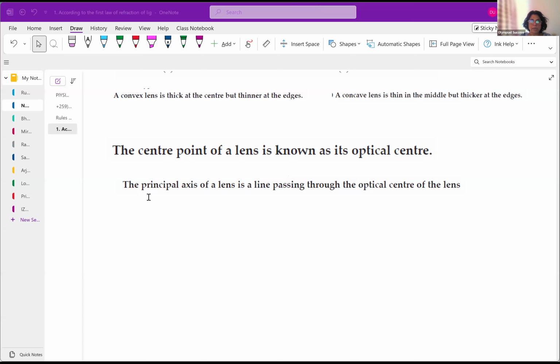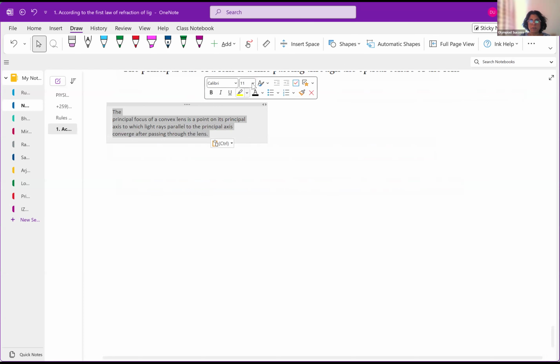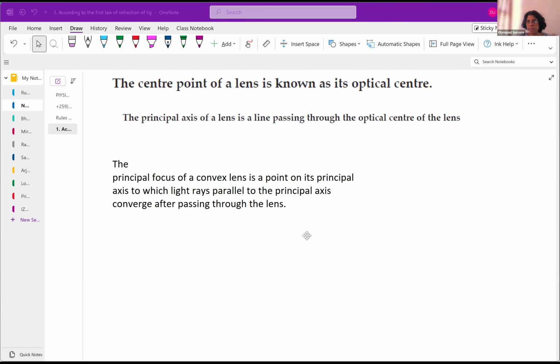Okay. Now, the principal focus of a convex lens, first we will do convex lens and then concave lens, is a point on the principal axis where the rays of light which are parallel to the principal axis pass through the focus.